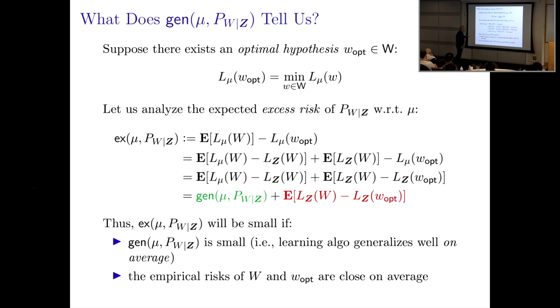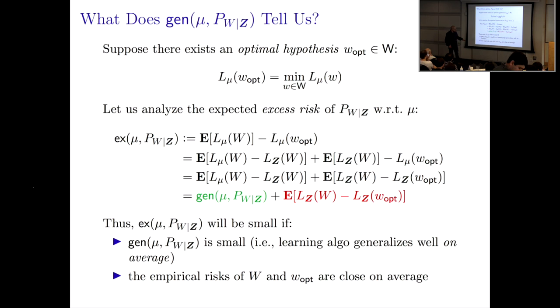And once you do that, you also notice that this W opt is a deterministic quantity that doesn't depend on the data. Therefore, its population loss is actually, by unbiasedness in this case, the expected value of the empirical loss on the same data that was used to train. Now you see that we've split this excess risk into two terms. There's the generalization error right here, and then there's this gap in performance between the learned hypothesis and the optimal hypothesis that you would have chosen had you known the data.